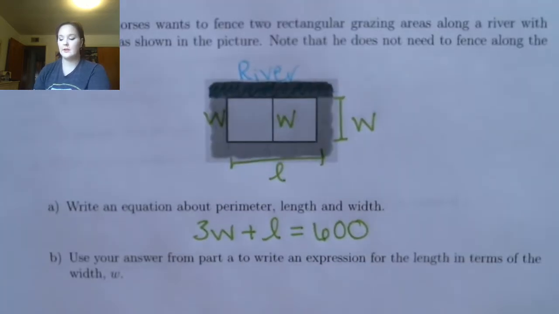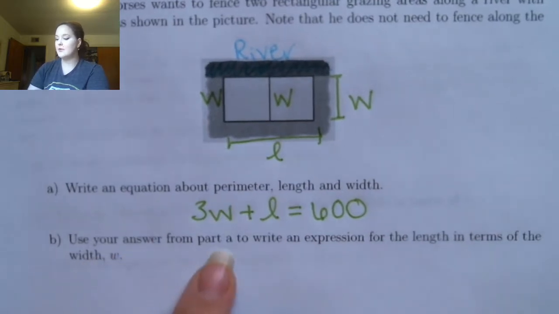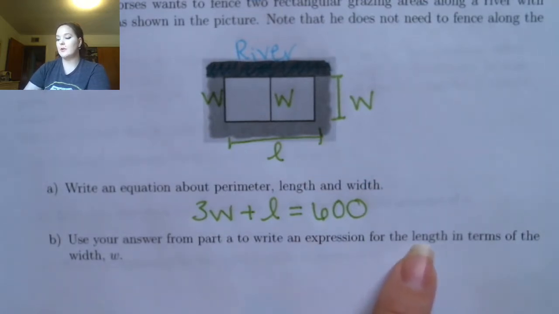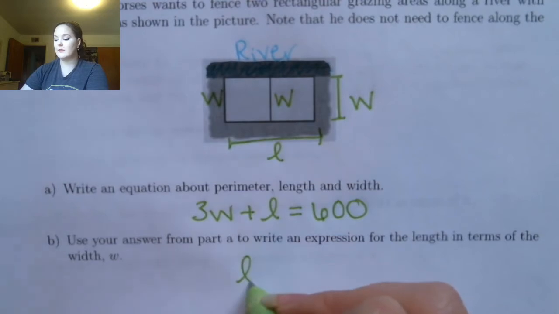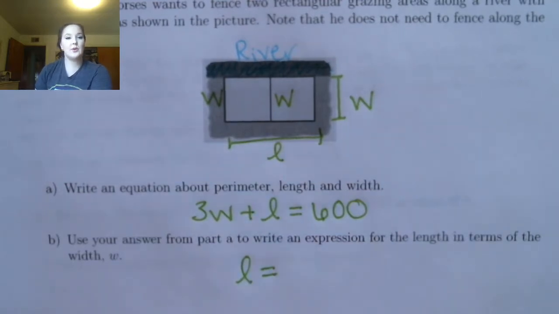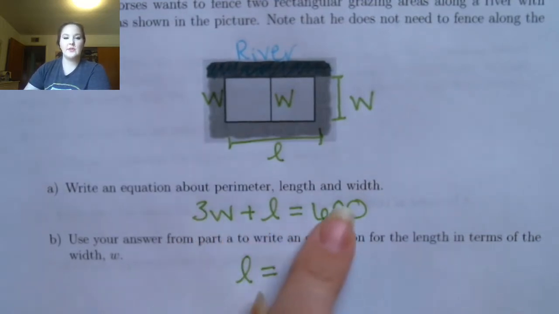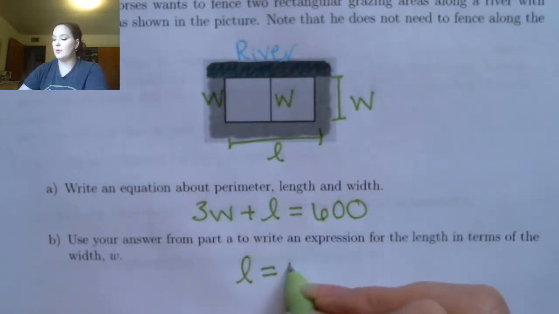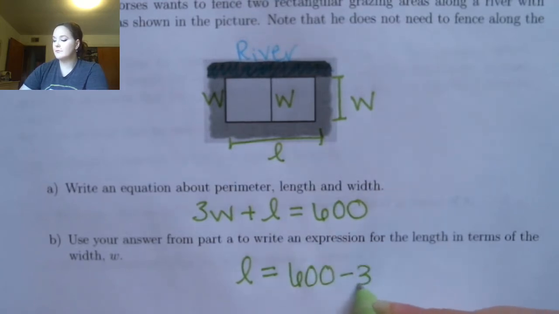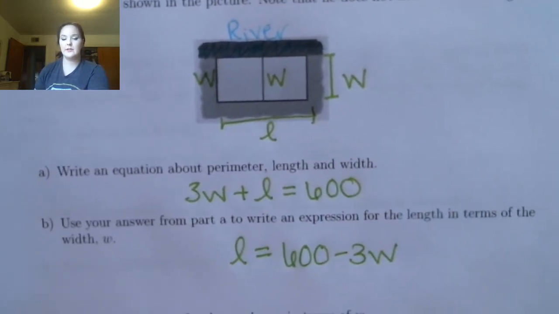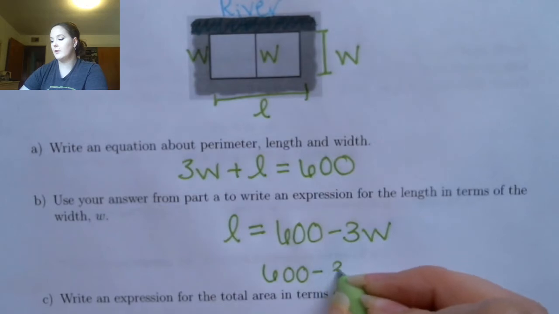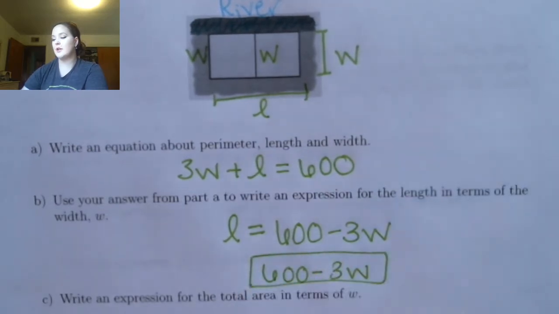All right. Now we're going to look at part B. It says use your answer from part A to write an expression for the length in terms of the width. Remember, length in terms of width means we're going to write length equals, and then it should only have numbers and W on the other side. So we're going to use this first equation and subtract 3W from both sides. We would end up with this. Since it says an expression, we're going to focus on this part, but we know that this part is equal to the length.